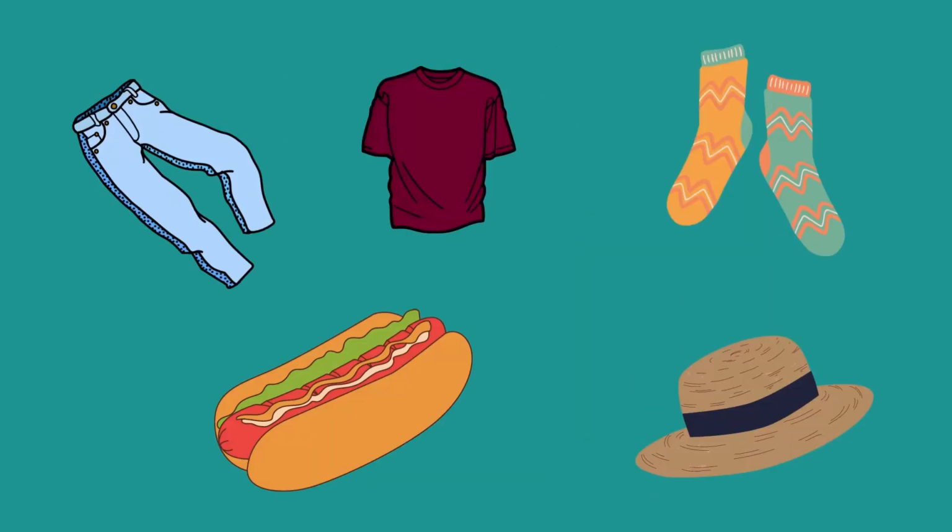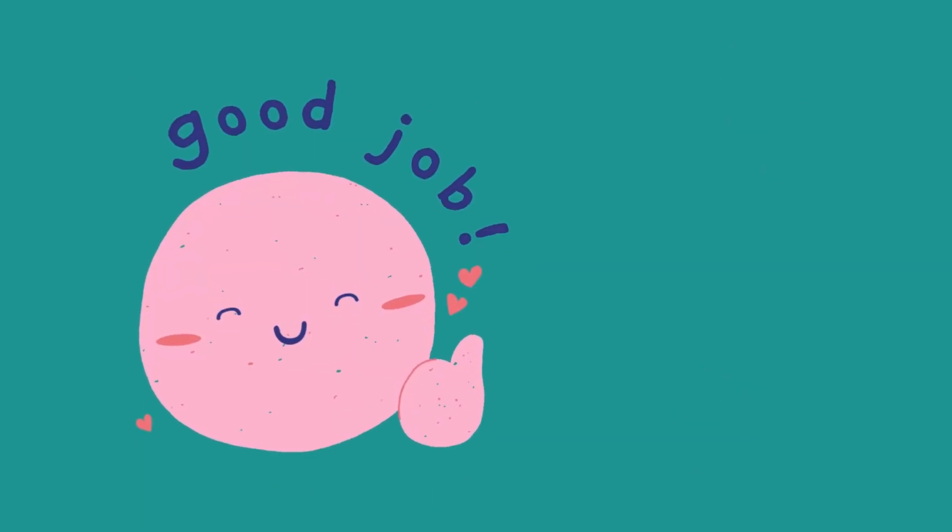Our next group has pants, a t-shirt, socks, a hot dog, and a hat. Which of these do not belong in our group? Yes, the hot dog does not belong. The pants, t-shirt, socks, and hat are all things that we can wear. But we can't wear a hot dog, can we? So it does not belong.